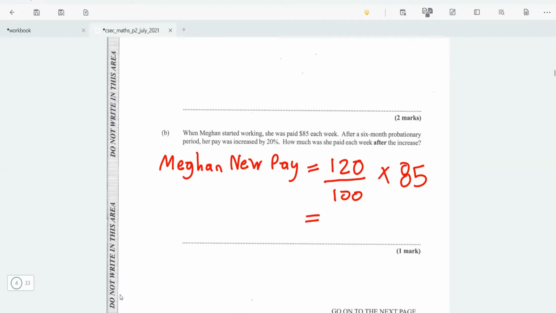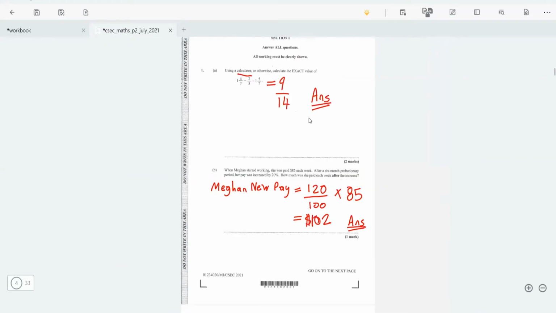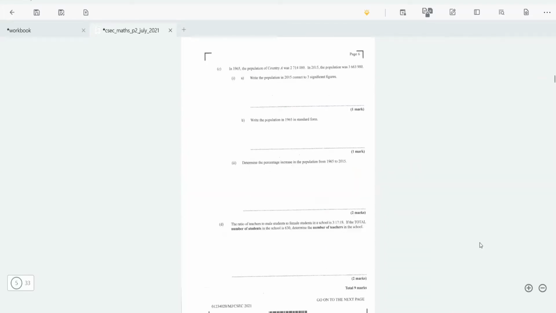This is $102. That's it. Nice. All right, after we get that one out of the way, that's part A and part B. So 9/14, 102. Let's go ahead.